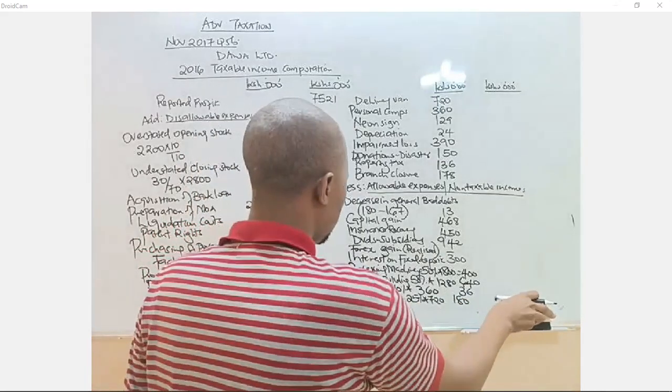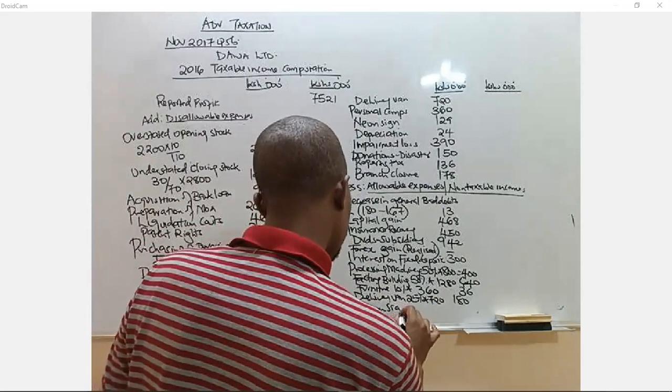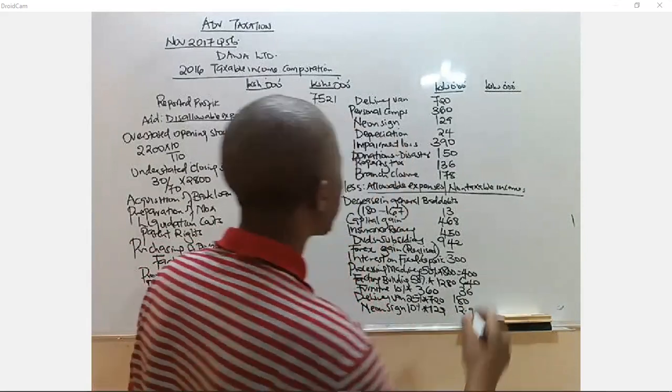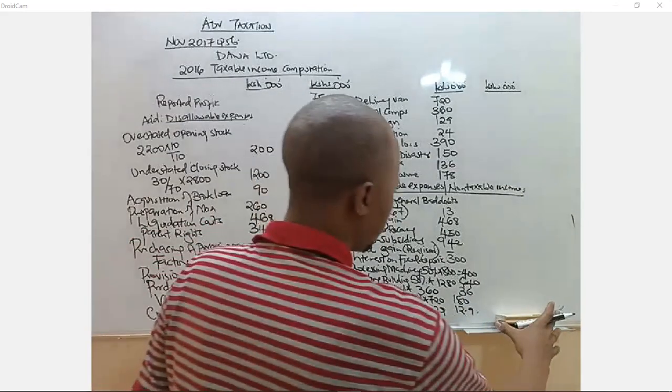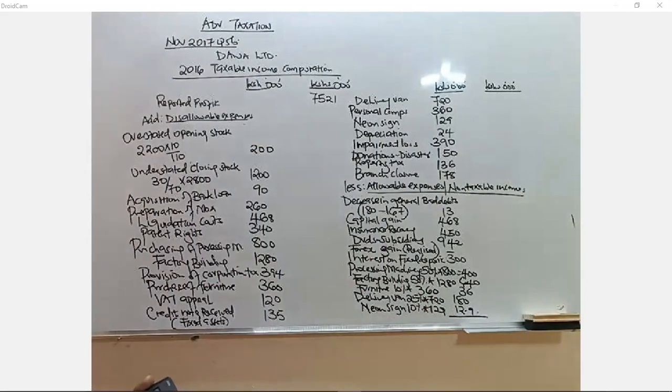Next, after the personal computers, we have the neon sign. The neon sign is 10% of 129, coming to 12.9. We don't have any other, by the way. After these ones, we don't have any other. So after that, just do your summations here. It will be 12.9 plus 180 plus 36 plus 640 plus 400, right? Plus 300 plus 942, right? Plus 450 plus 468 plus 13.